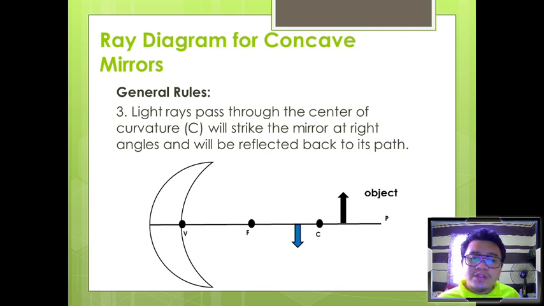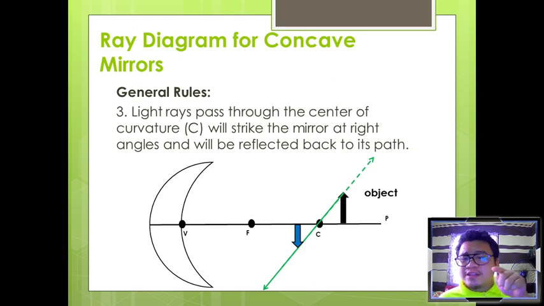So how do we do this? All we need to do is just draw a straight line passing through the center of curvature. And according to the rule, it will always be reflected back to its path. That's why I drew a dashed arrow to indicate that it lies on the same plane where the light rays have traveled towards the center of curvature. Now, that's how we interpret rule number 3. Now, why do you think there is a blue arrow there?